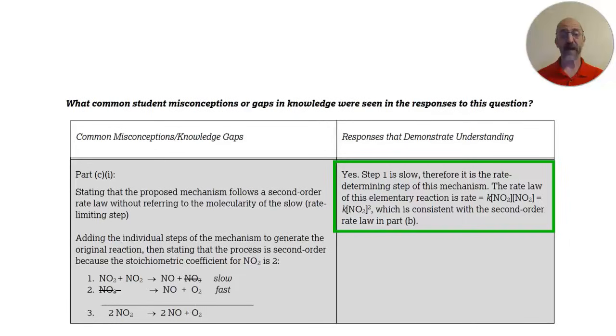And on the left of this slide, you can see some common misconceptions or mistakes. So stating that the proposed mechanism follows a second order rate law without referring to the molecularity of the slow rate limiting step. Another mistake was simply adding the individual steps of the mechanism to generate the original reaction, and then stating that the process is second order because the stoichiometric coefficient for NO2 is 2. So we don't get the rate law by looking at the coefficients for the balanced equation for the overall reaction. So that was a mistake.